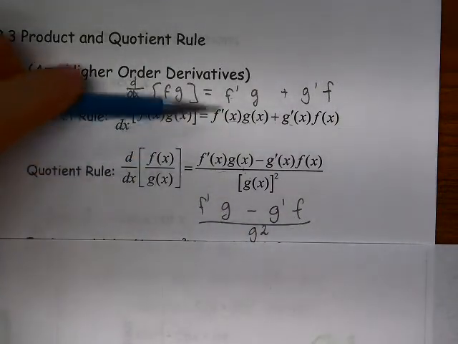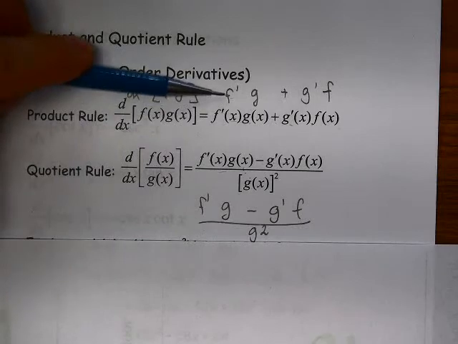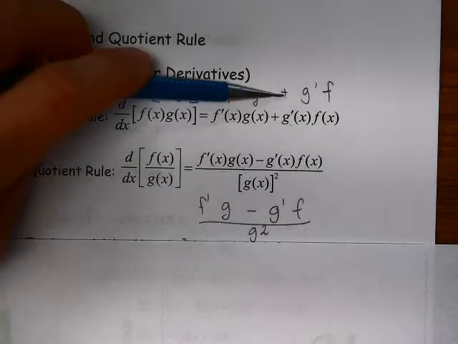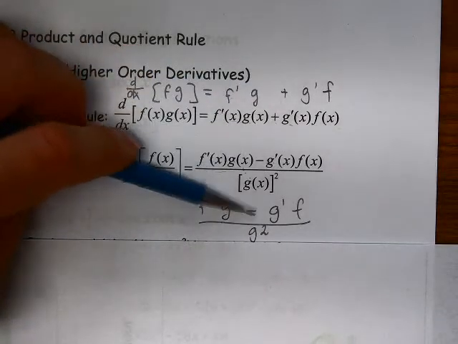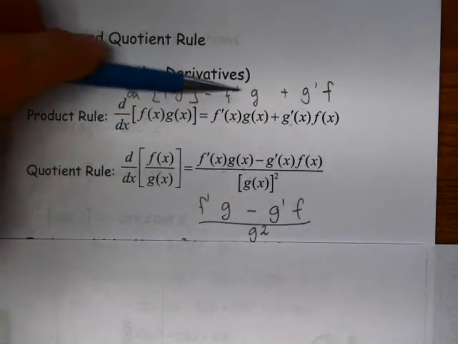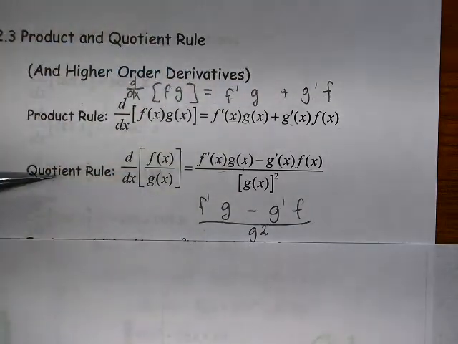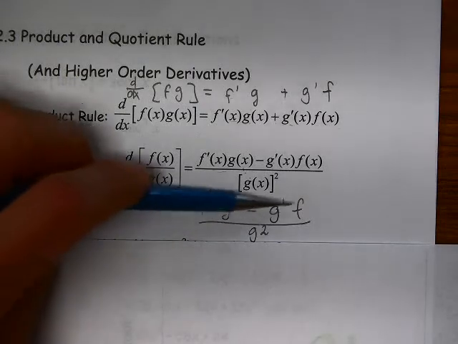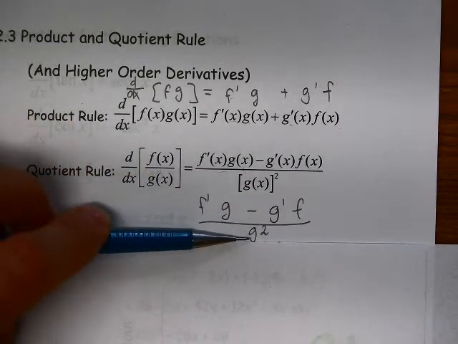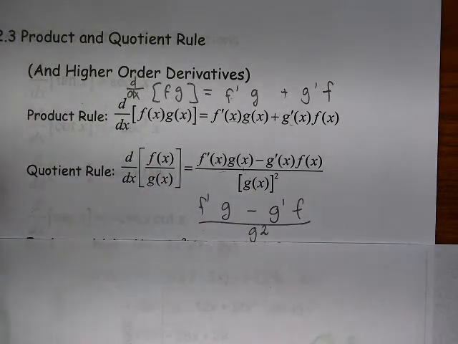Notice that it's the same as the way I remember the product rule, except that rather than adding them together, I'm subtracting them. So the product rule is f prime g plus g prime f. The quotient rule is f prime g minus g prime f, and I have a denominator of g squared.